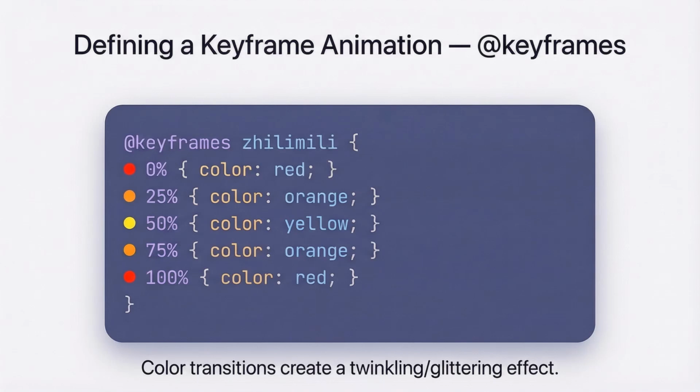By mirroring the color values, orange at both 25% and 75%, and red at both 0% and 100%, the animation transitions smoothly in both directions. This creates that satisfying glittering or flickering effect. It's a simple technique, but visually quite striking.